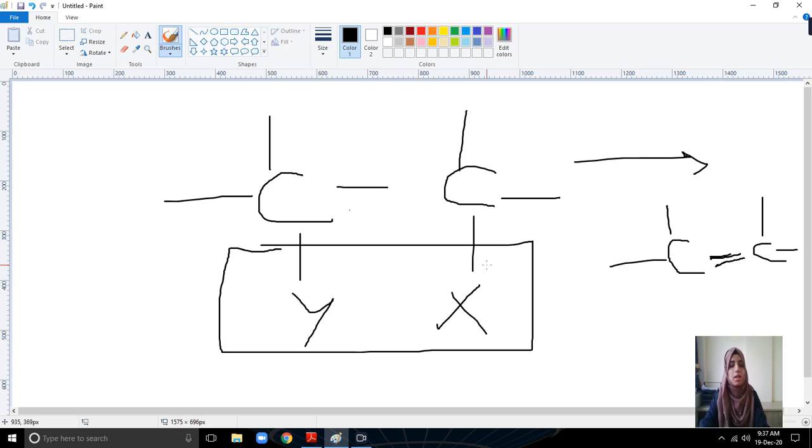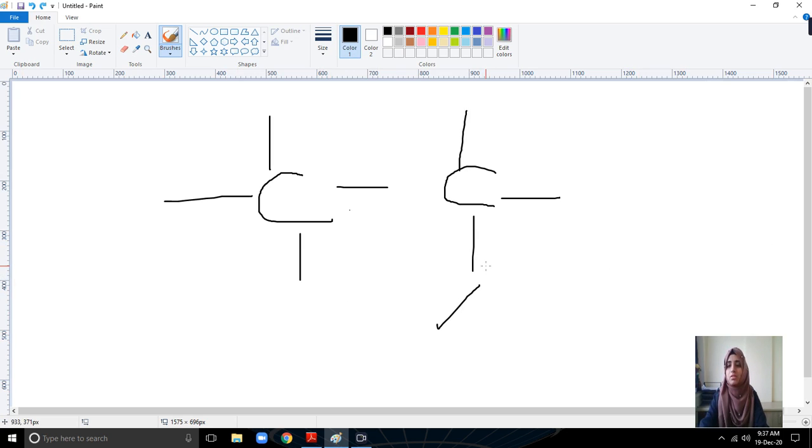Now what is alpha carbon and beta carbon? In alpha beta elimination, if one functionality is present, for example halogen X, which may be chlorine, bromine or iodine, the carbon on which the functional group is present is called alpha carbon. And the hydrogens attached to alpha carbon are called alpha hydrogens.